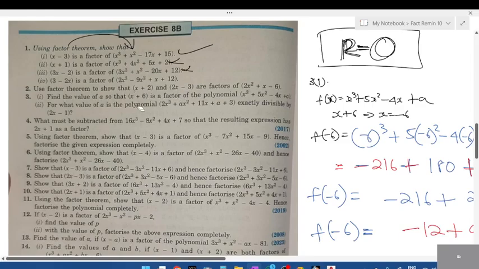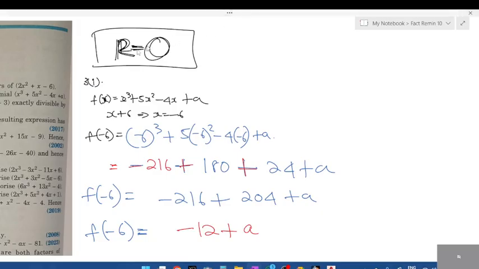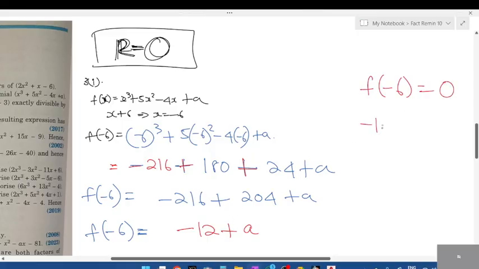But according to the factor theorem, if x plus 6 is a factor, what should be the remainder? 0. The remainder should be 0. So you have to write the statement f of minus 6 equals 0. The value of f of minus 6 is minus 12 plus a, which equals 0. a equals 12 is the answer.